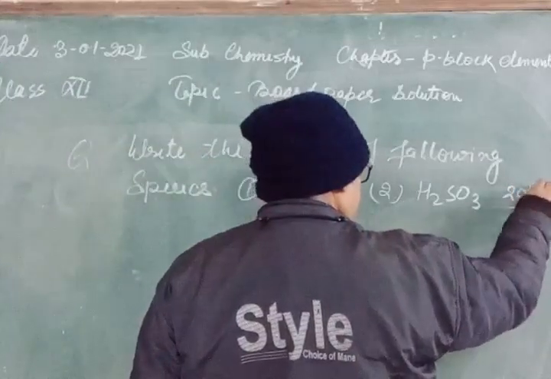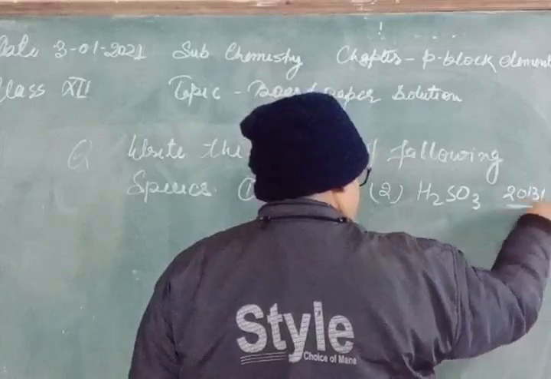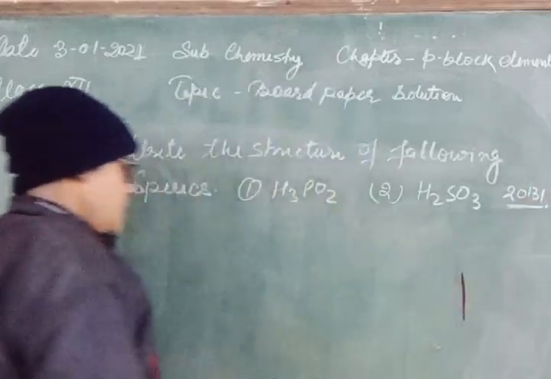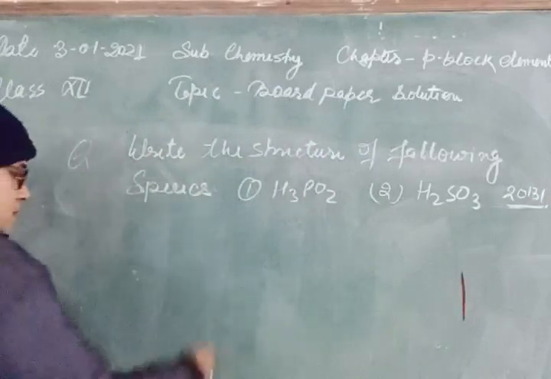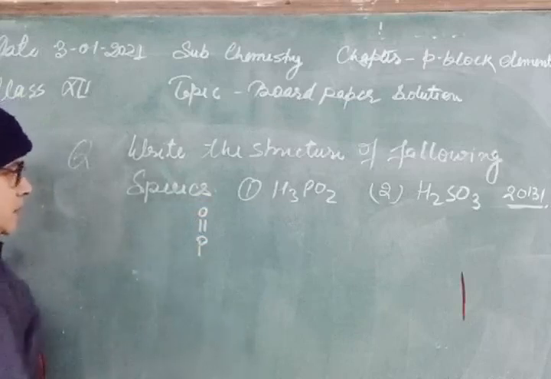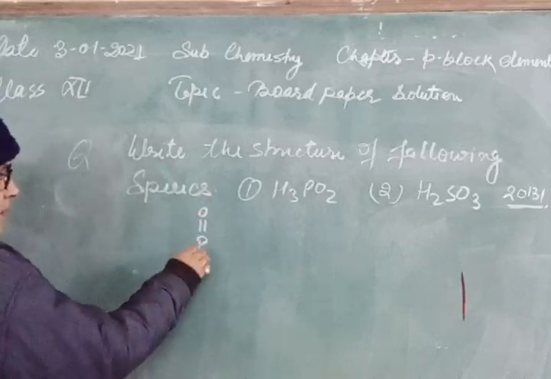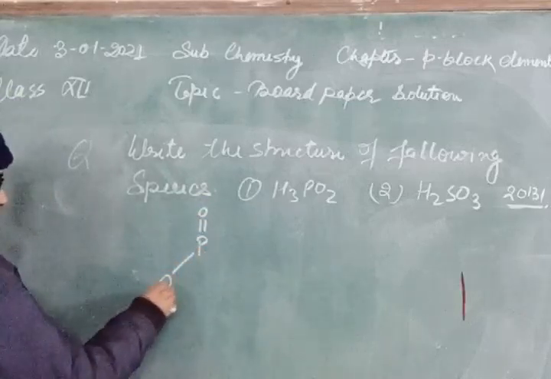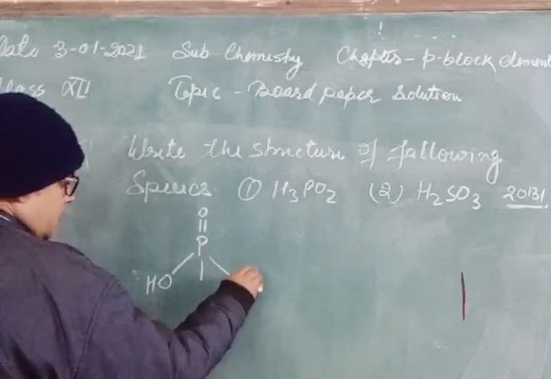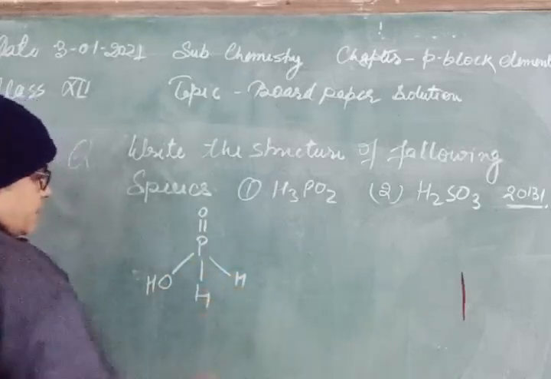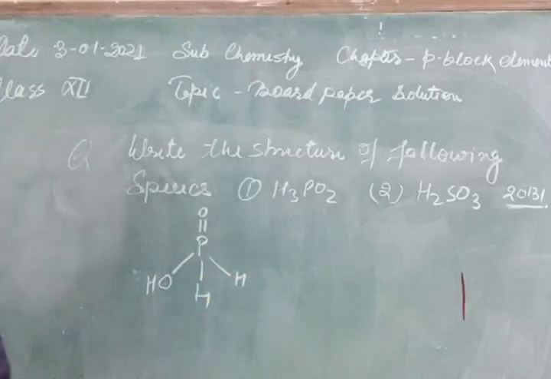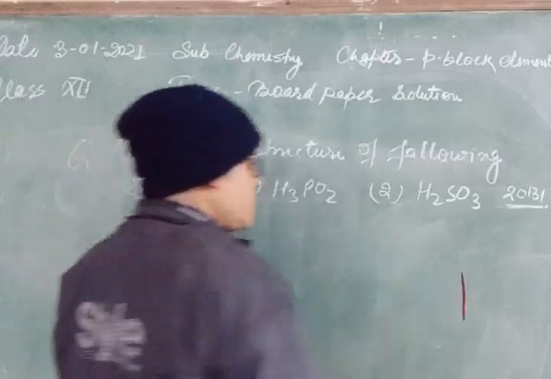It was asked in different sets of paper, All India and Delhi. The structure will be like this. As you know, in a phosphorus compound, at least one will be a double bond with oxygen, another will be OH, and the rest will be hydrogen. Okay, this is the structure of H3PO2.